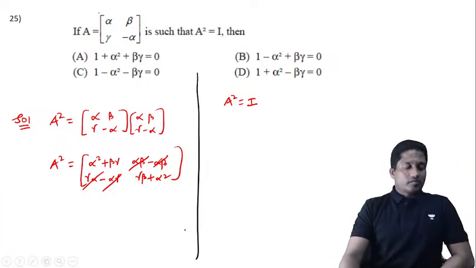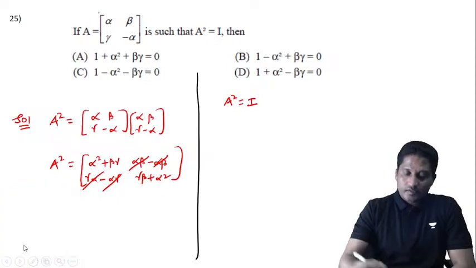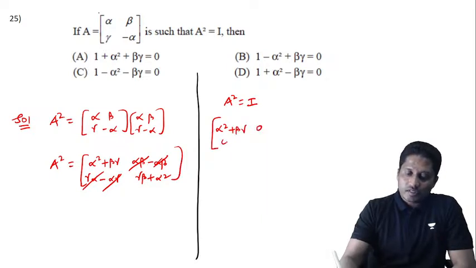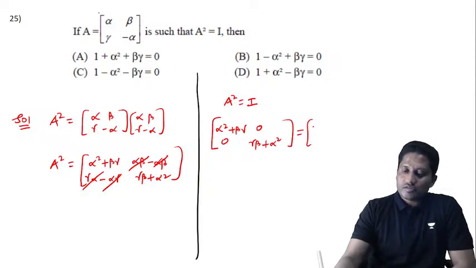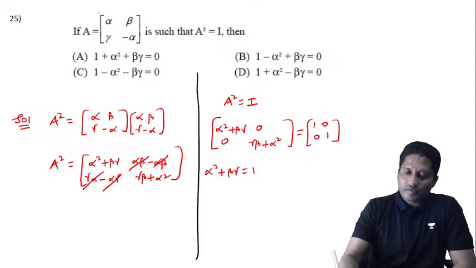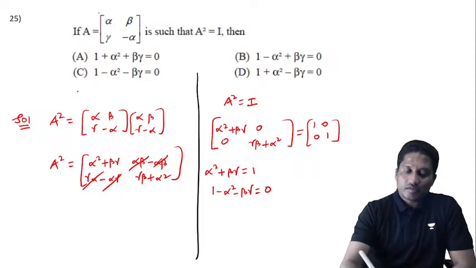Okay, now if I substitute, this A square will be equal to alpha square plus beta gamma, 0 0, gamma beta plus alpha square, is equal to 1 0 0 1. Now if I equate, you get alpha square plus beta gamma is equal to 1. So you get 1 minus alpha square minus beta gamma is equal to 0. Answer is option C.